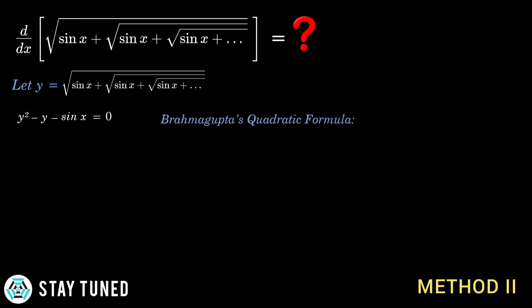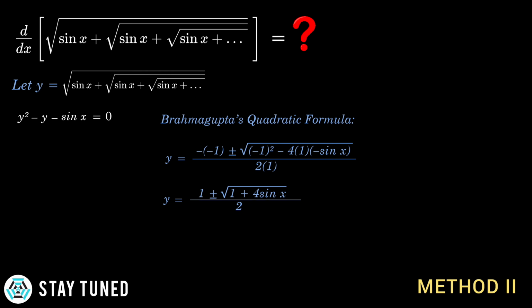We can do that by Brahmagupta's quadratic formula. We substitute in the values, and then we simplify. We get y is equal to 1 plus minus under root of 1 plus 4 sine x all over 2. So we will use this as our next step.